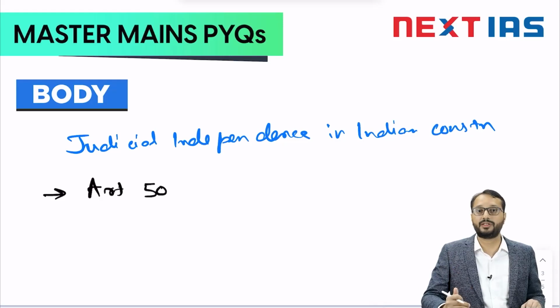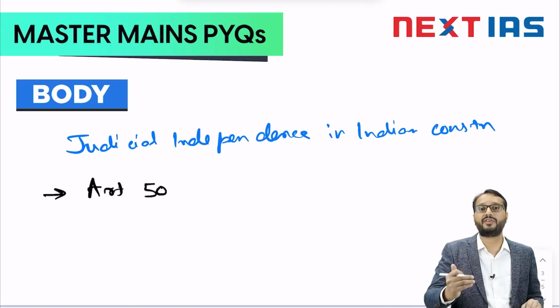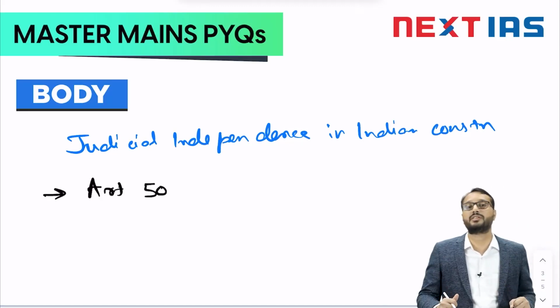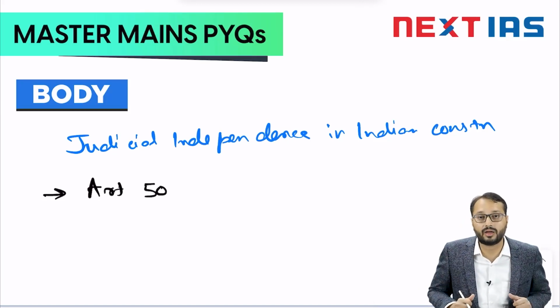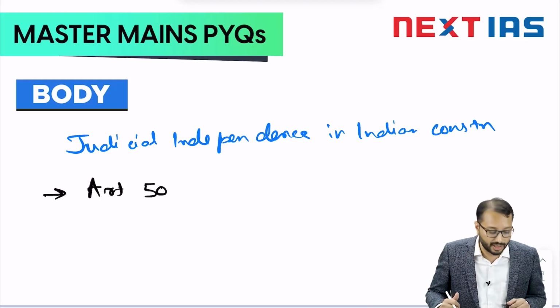It is a functional separation where each organ has its designated and defined areas and authority, and this kind of separation of power functions like a checks and balances system, right? So, separation of powers is a very strong argument to suggest that judicial independence is envisaged in the Constitution.